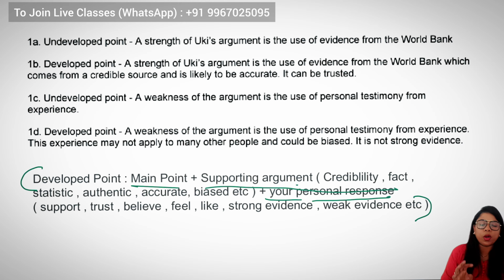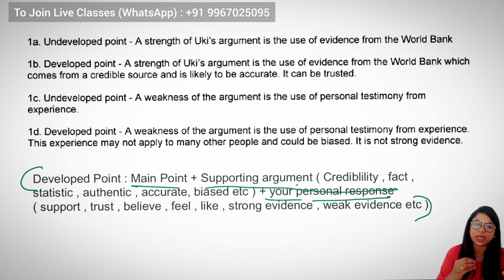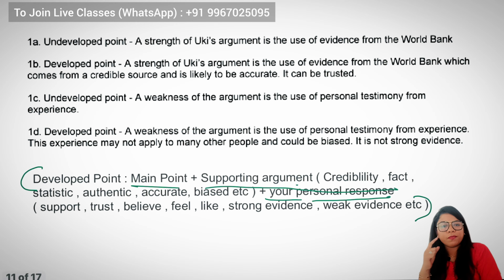So a developed point comprises three elements: the main point; the supporting argument, where you generally find words like credibility, fact, statistics, authenticity, accuracy, biased, etc.; and then your personal opinion, that is your personal response, whether you support it, trust, believe, feel. These are the words that you generally find in the statement that gives out your own personal response in a developed point. And let's look at one example.